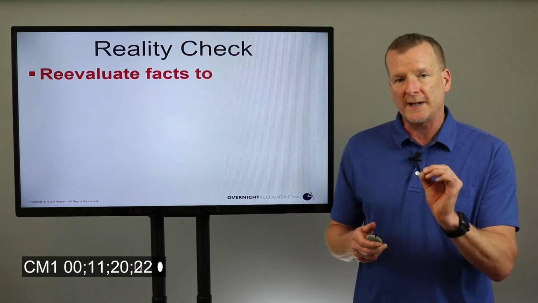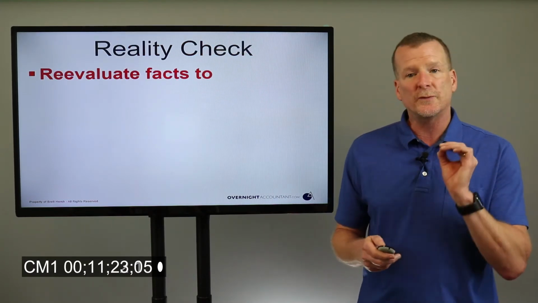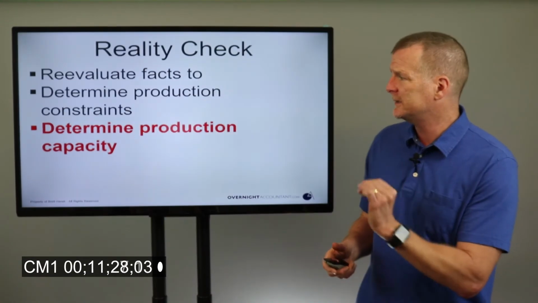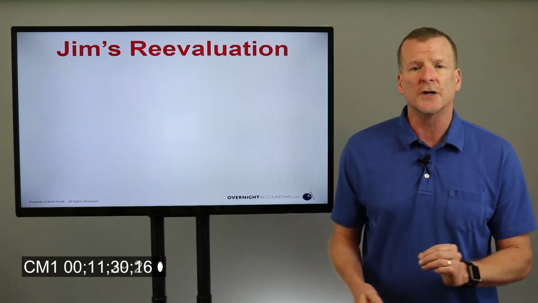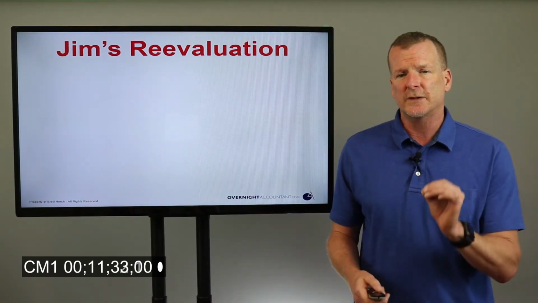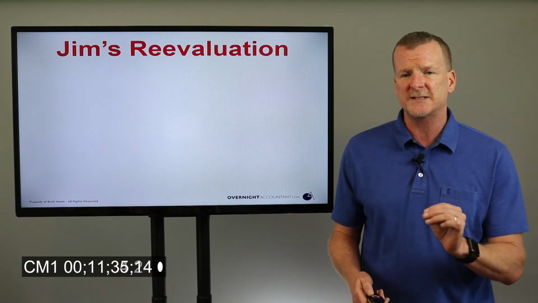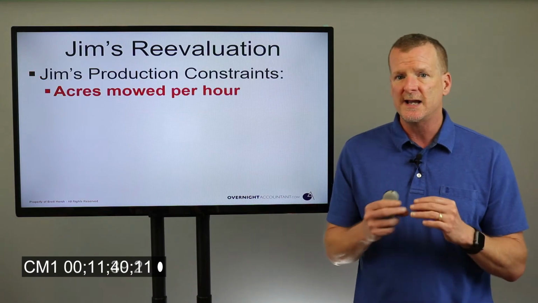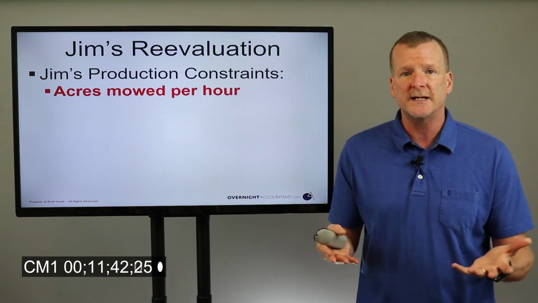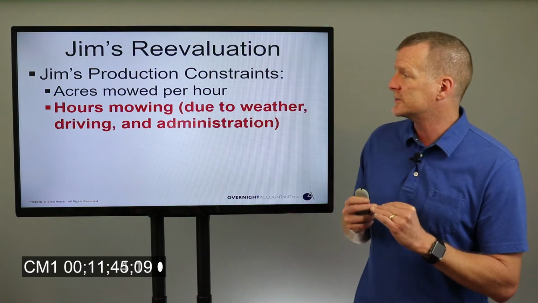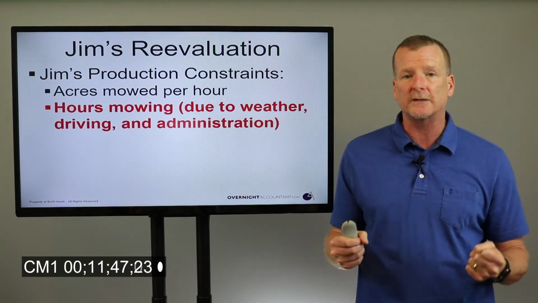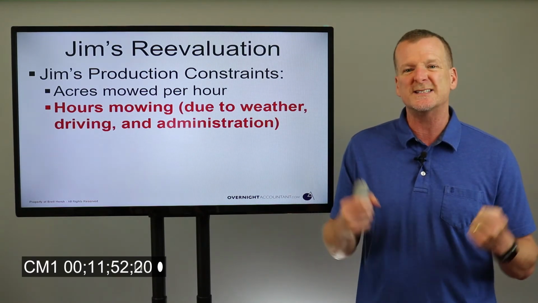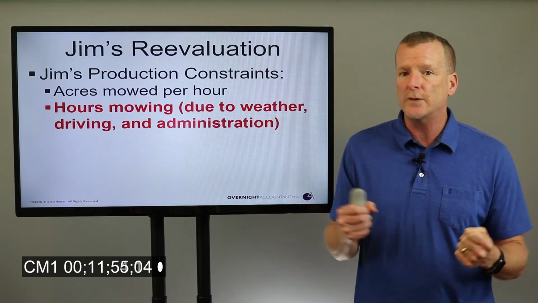So, reality check here, which we're working on, you need to reevaluate the facts to determine your production constraint, and also we need to determine our production capacity. So Jimmy's reevaluating reality, he's reevaluating the facts, and that's what he's doing here. He's looking at his production constraints, which we just introduced, and for him, it's the number of acres he can mow per hour. And it's also the number of hours he actually can spend on that lawnmower mowing, generating revenue. That's his revenue generator, sitting on that mower, driving around mowing grass.